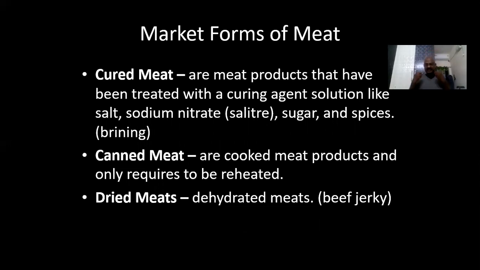Cured meat is treated with spices, salting, sugars, sodium, all these things when you cure and store the meat. Canned meat is when you cook the meat and fill it into cans, which is known as canned meat. Dried meat is when you take out the moisture and store the meat, which is known as drying of the meat.